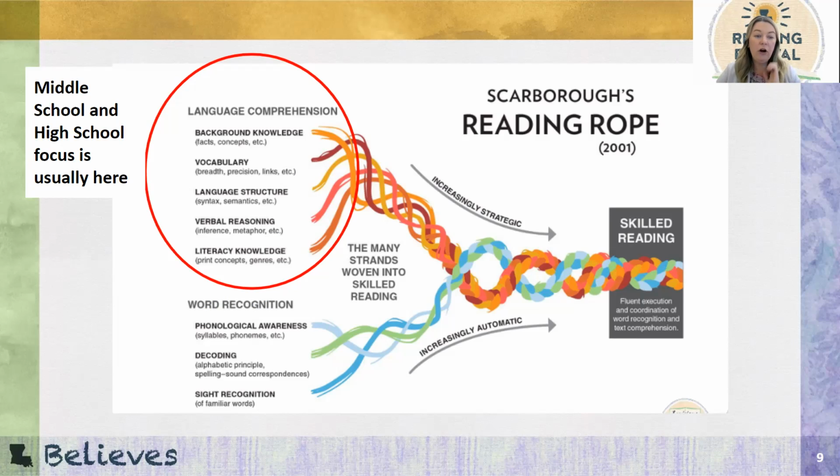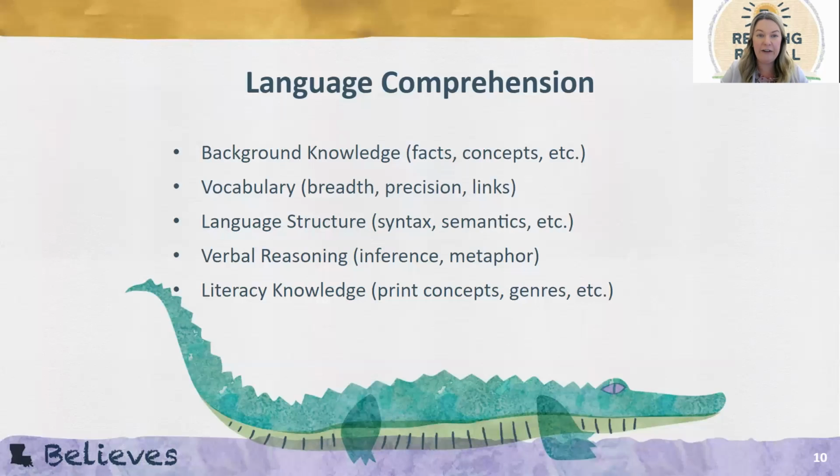And so there are some things that we do in middle and high school in the lower strand, the word recognition strand, such as morphological awareness, which helps with sight recognition of familiar words, and phonological awareness. But the majority of the work that we can continue to develop in the middle and high school area usually focuses on that upper strand: the background knowledge, the vocabulary, the language structure. We're going to get more into those in just a second, but I wanted to show you where the focus would be for understanding how students read at this level and developing that for everybody.